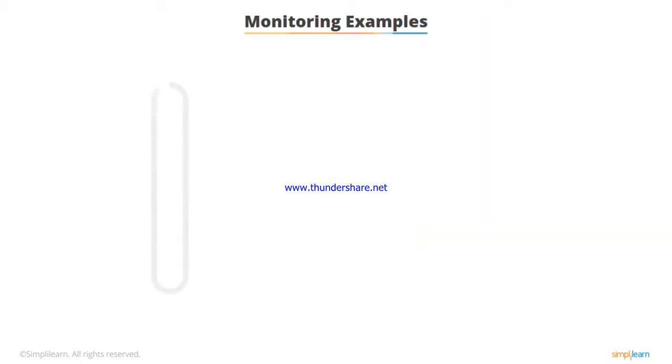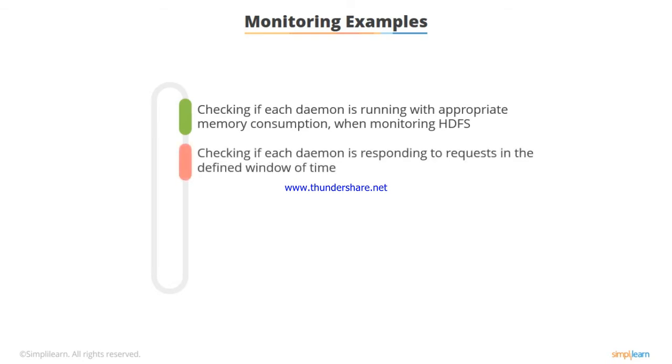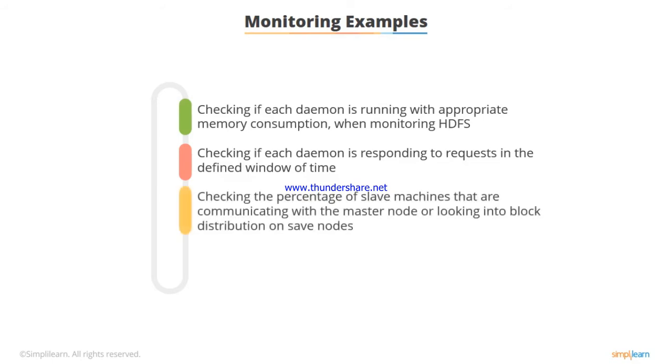Monitoring examples include the following. Checking if each daemon is running with appropriate memory consumption when monitoring HDFS. Checking if each daemon is responding to requests in the defined window of time. Checking the percentage of slave machines that are communicating with the master node or looking into block distribution on slave nodes. Checking how applications are performing on top of HDFS.